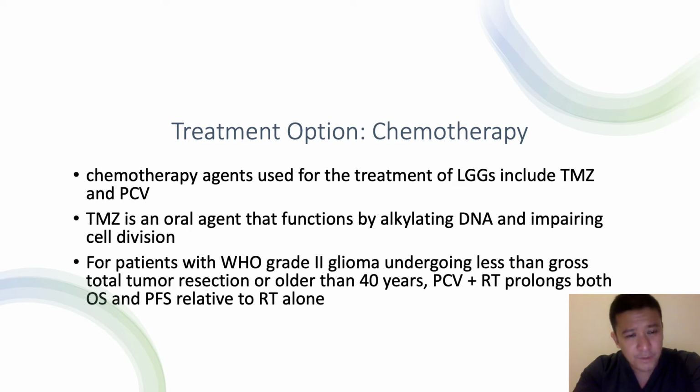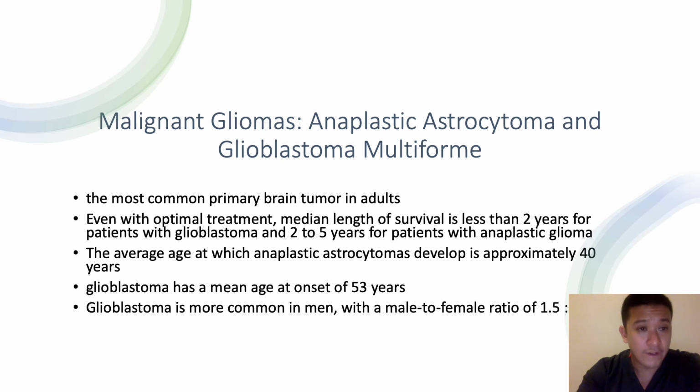So for patients with WHO grade 2 gliomas undergoing less than gross total tumor resection or older than 40 years old, it was noted that PCV plus radiation therapy prolongs both overall survival and progression-free survival relative to RT alone. So chemotherapy works synergistically with RT to help survival of patients with low-grade gliomas. So moving on to malignant gliomas.